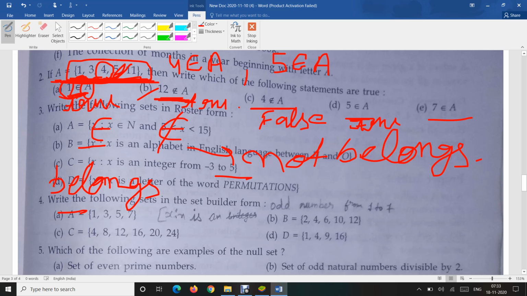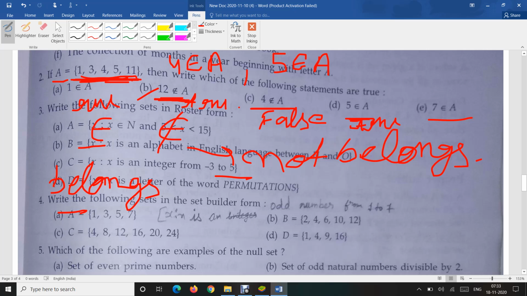Now, 7 belongs to A. So you have to see, is 7 present in the set A? This is the set A. See why this is set A, because this is a set which is equal to A. That means we can say that this is the set A.